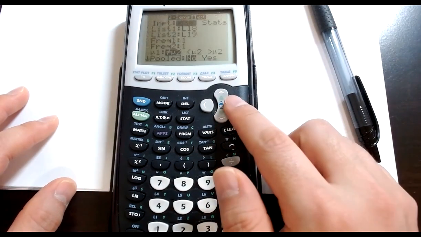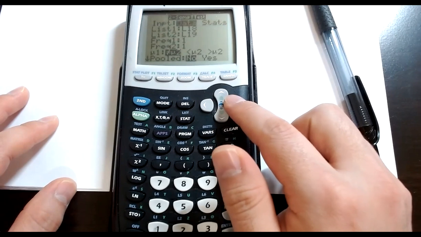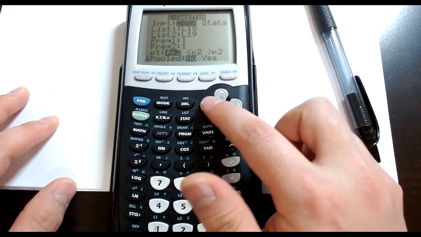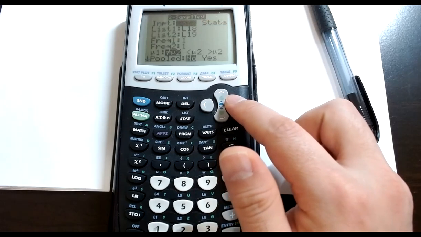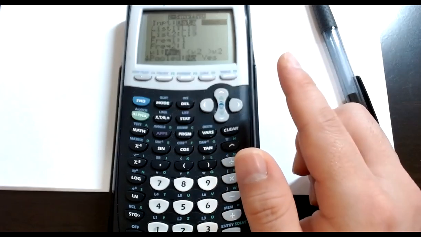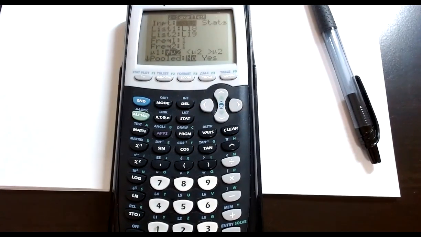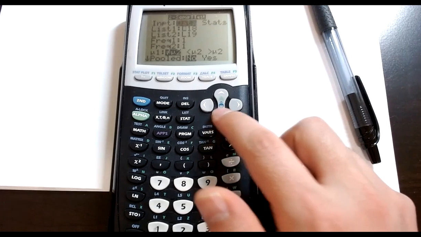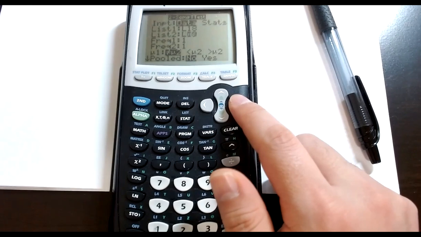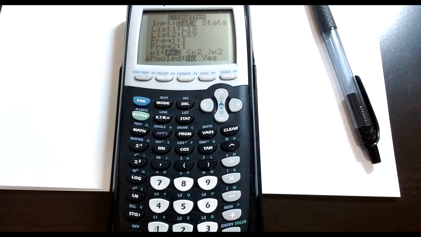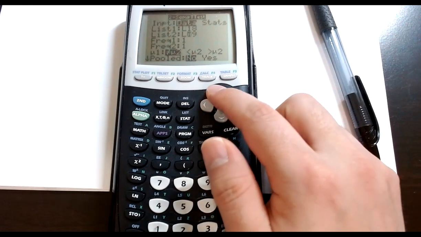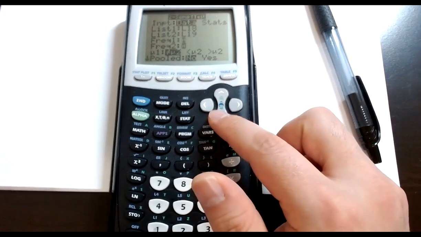Enter. There are two options, data and stats. If the problem gives you the sample statistics instead of the data, you have to choose stats. But in example 1, the problem gives us the data set instead of the sample statistics, so we choose data. Then list 1 is L18 and list 2 is L19, which means you just enter the list column name in here and here. Then leave the frequencies 1 and 2 as 1.